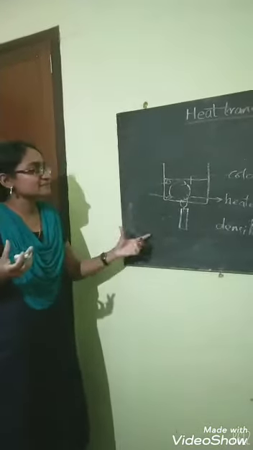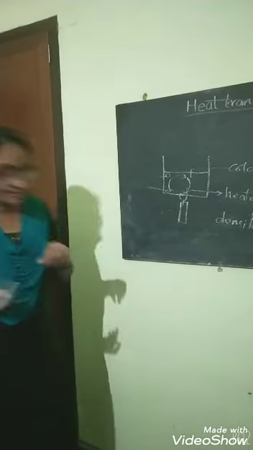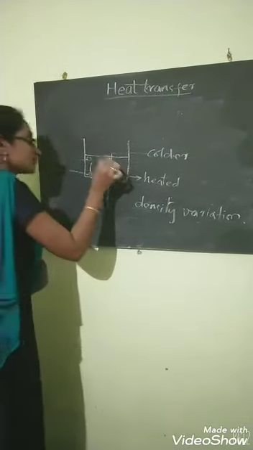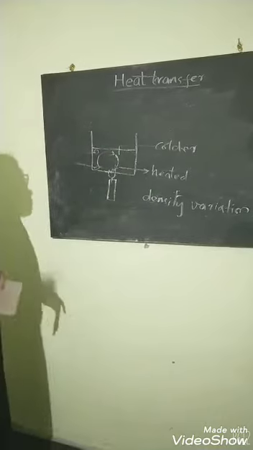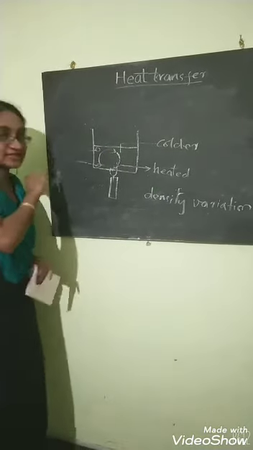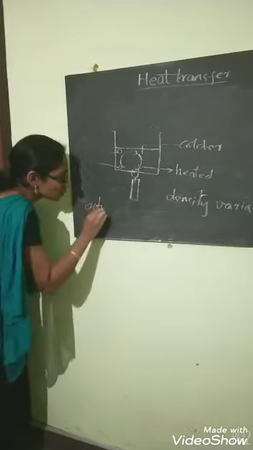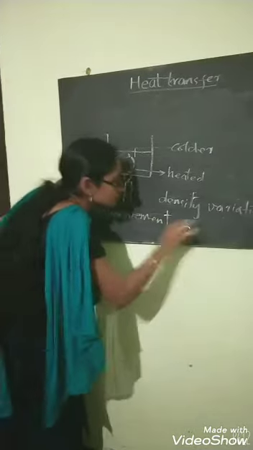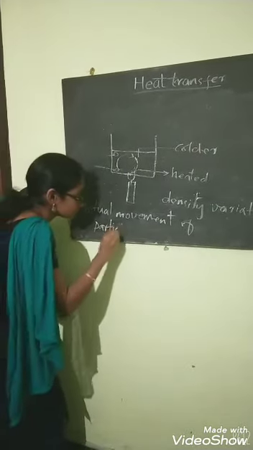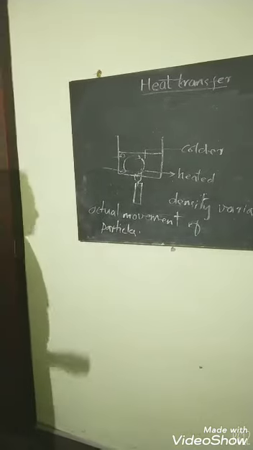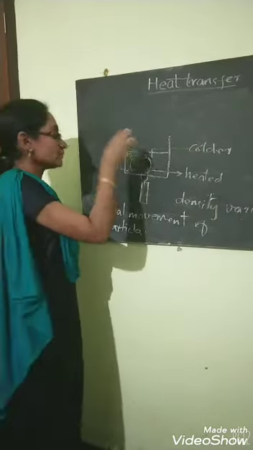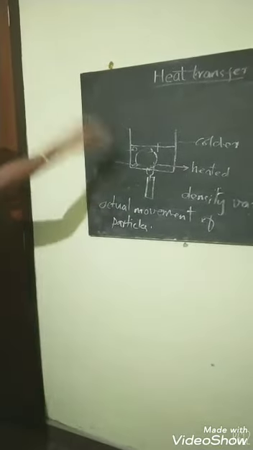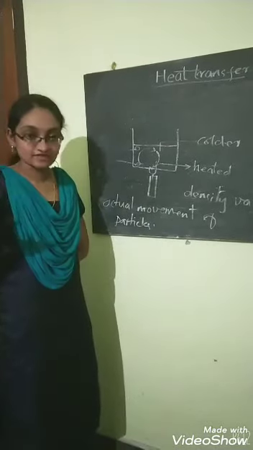Then how can we explain convection? We explain convection as the process of heat transfer in a liquid by the actual movement of particles from their mean position, that is, from their initial position. That is called convection. So, when water is boiling, convection happens.